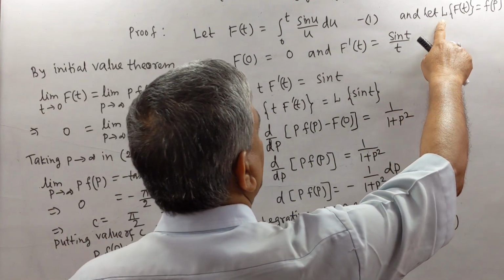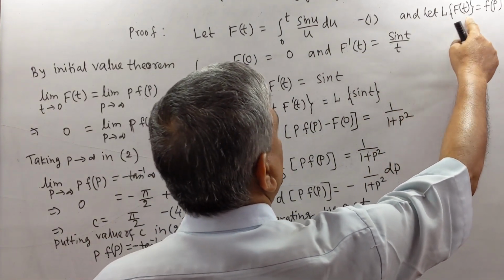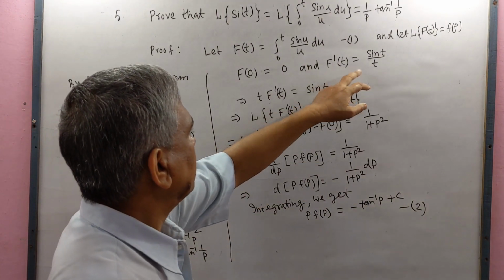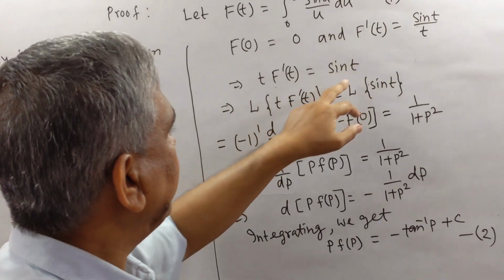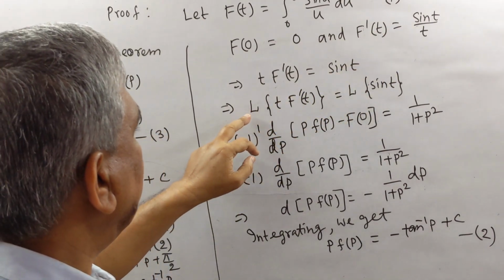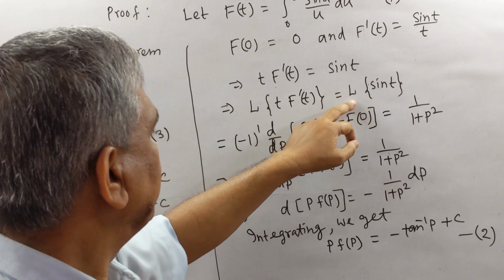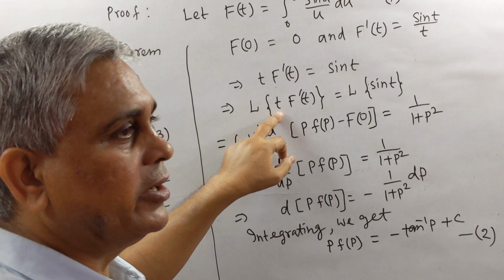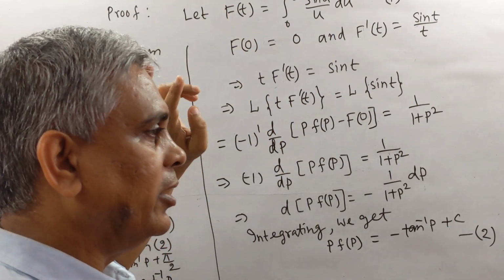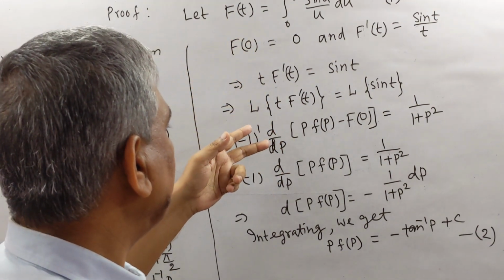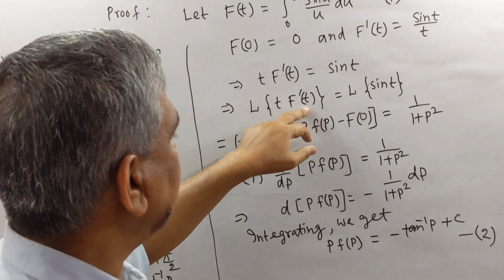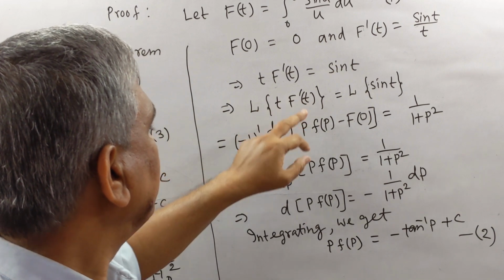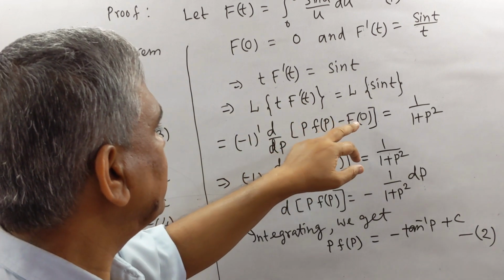Let us consider L{f(t)}, the Laplace transformation of f(t), is F(p). Here we take t f'(t) equal to sin t. We use Laplace transformation on both sides. That is multiplication by t. Multiplication by t is (-1)^1 d/dp of the Laplace transformation of this function f'(t). The Laplace transformation of f'(t) is p F(p) minus F(0).